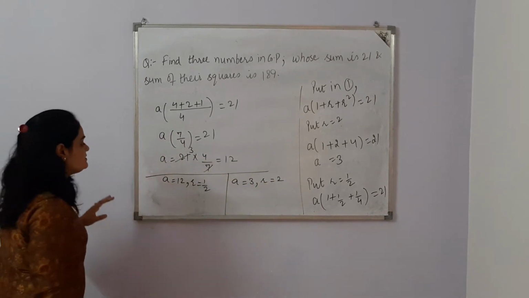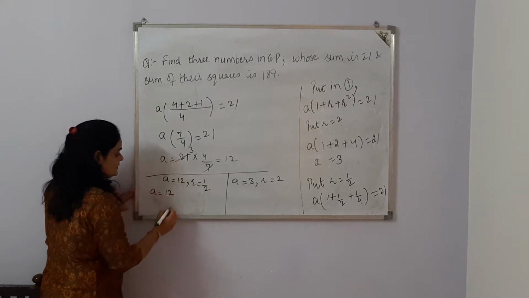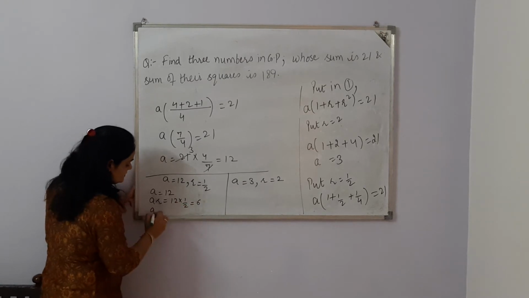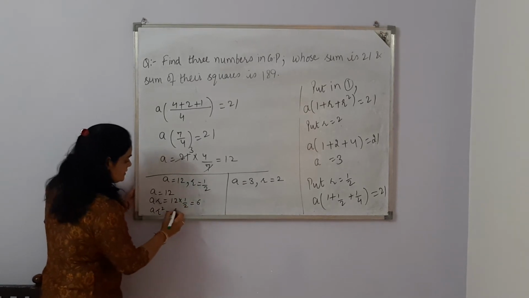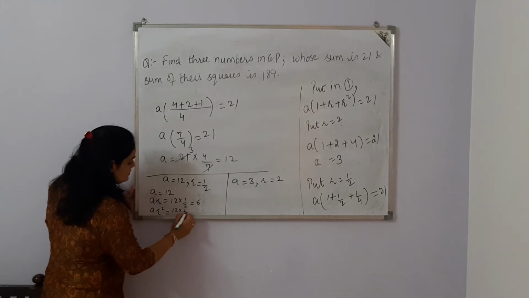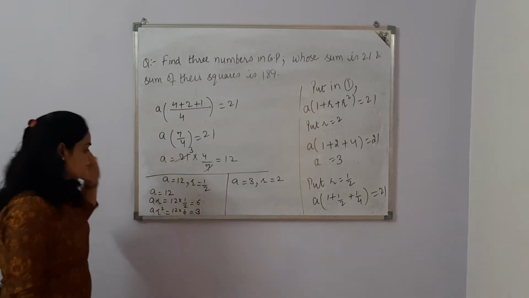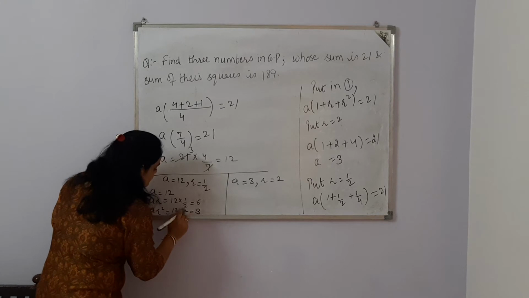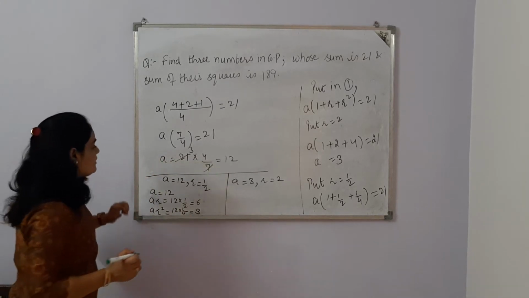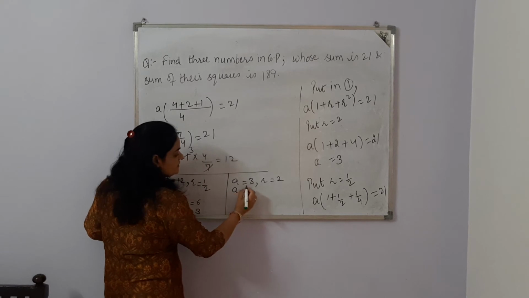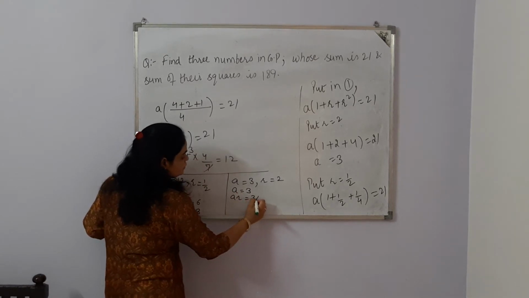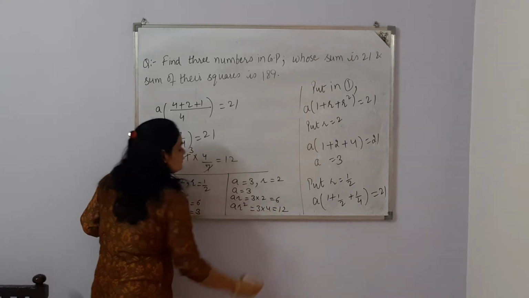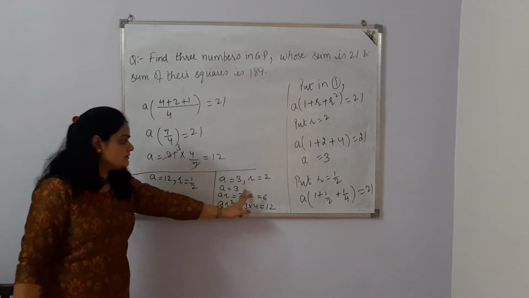Can we find the numbers? The first number is a, next number is ar, and last number is ar square. So here it is, first number is 3, ar is 3 into 2 which is 6, and ar square is 3 into 4 which is 12. So the numbers are 12, 6 and 3, and here the numbers are 3, 6 and 12.